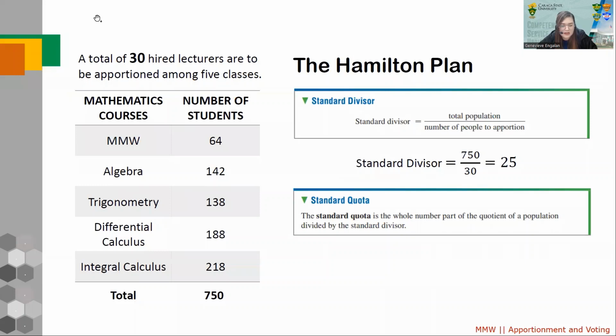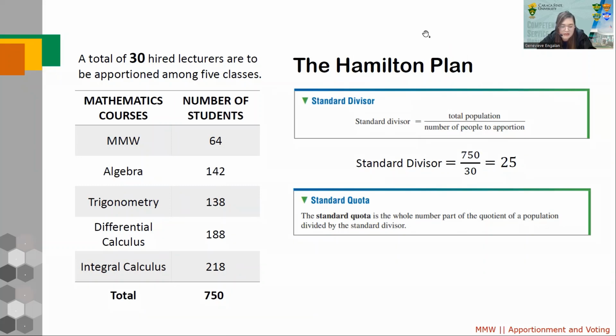Okay, suppose we need to hire a total of 30 lecturers to apportion among 5 classes. We have 5 courses: MMW, algebra, trigonometry, differential calculus, and integral calculus. If we divide the 30 lecturers, we cannot just give 6 to each, because MMW has 64 students while other classes have many more students. So that is not the right way to apportion. This is what we call the Hamilton plan.